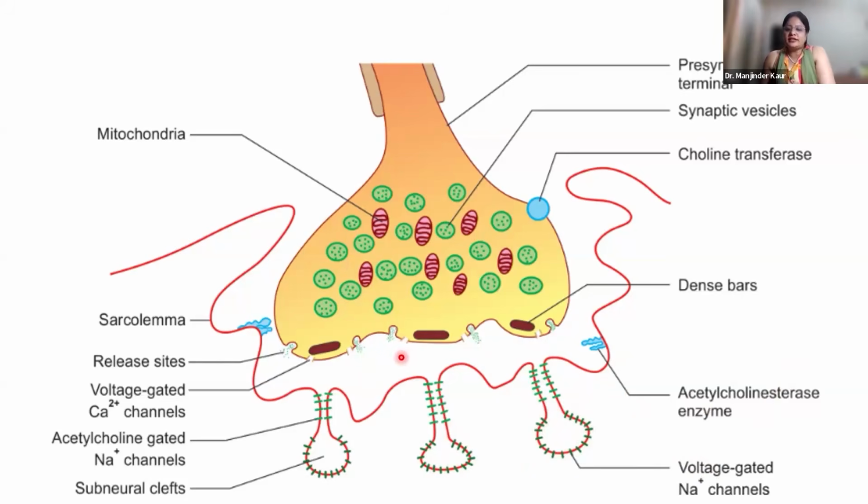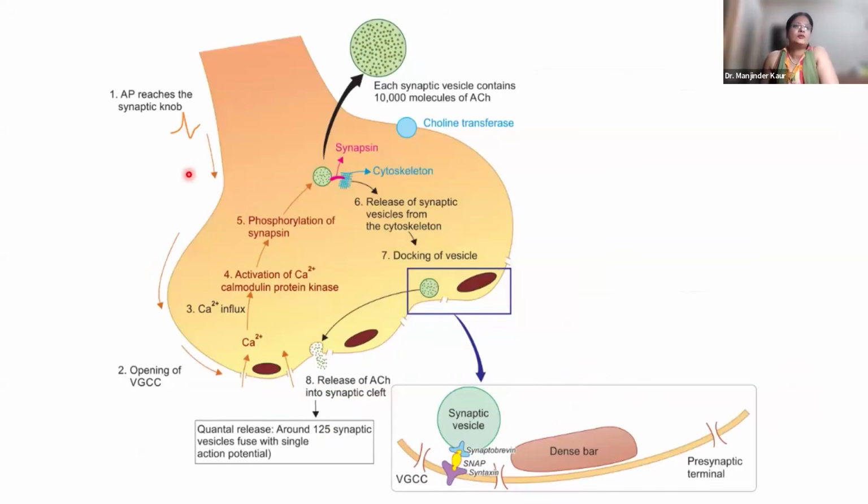So once the action potential reaches the nerve terminal, what happens here? Because of the action potential which reaches here, there is an increase in the voltage inside the nerve terminal. This depolarizes the nerve terminal, which opens the voltage gated calcium channels. So this results in calcium influx. The calcium moves into the nerve terminal or the presynaptic membrane.